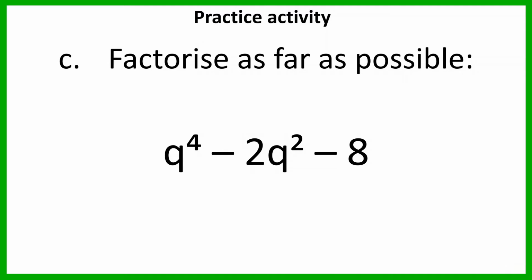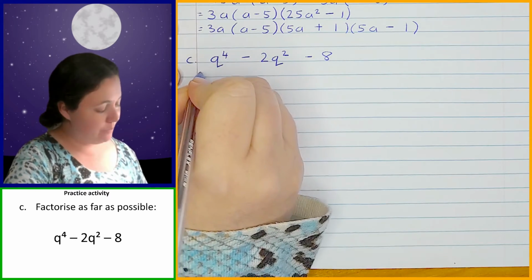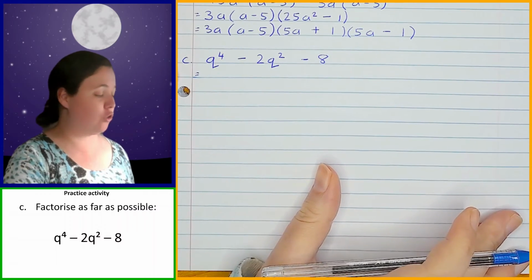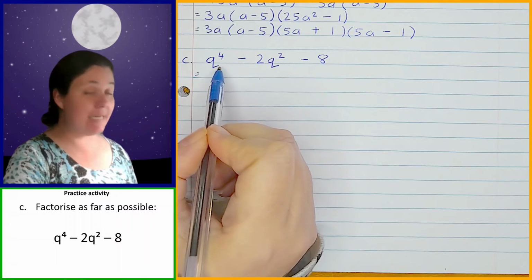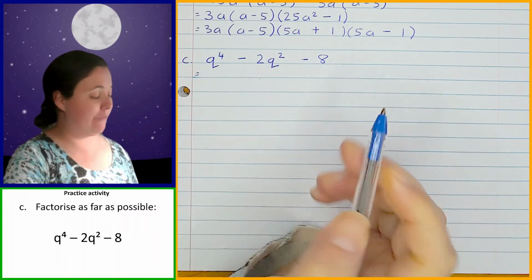Okay, so let's go through that question. Right, so we start off by checking to see if there's a common factor. Now in this example, there isn't a common factor, so I go on to the next thing, which is, this looks like a trinomial. I need to just check that everything is in the correct order and that it really is a trinomial that can be factorized.